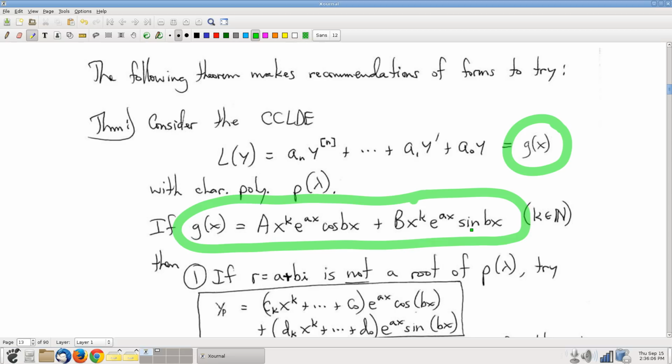Now, not every function takes this form, certainly. So this theorem is not always applicable, but it is very widely applicable. A very broad collection of functions actually take this form. Now, before I get into the details of how we find our particular solution guess, let's look at this form and see how many different versions it can take.